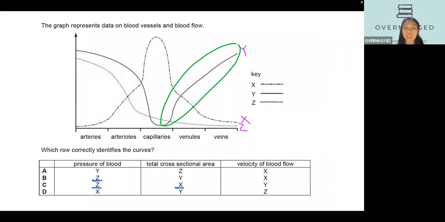That one we established. But for veins, because of the presence of valves, even though the blood flow is slow, if you measure how fast it moves from one point to another, the muscle will contract and push it up and then the vein will quickly close. So the movement from one section to another, this is the valve. There are many, many valves present. So this is actually quite fast. So Y represents the velocity of blood flow here. Okay, so the answer is C.